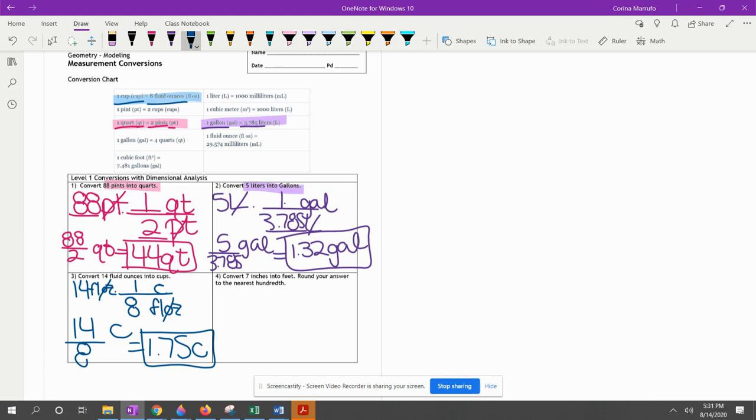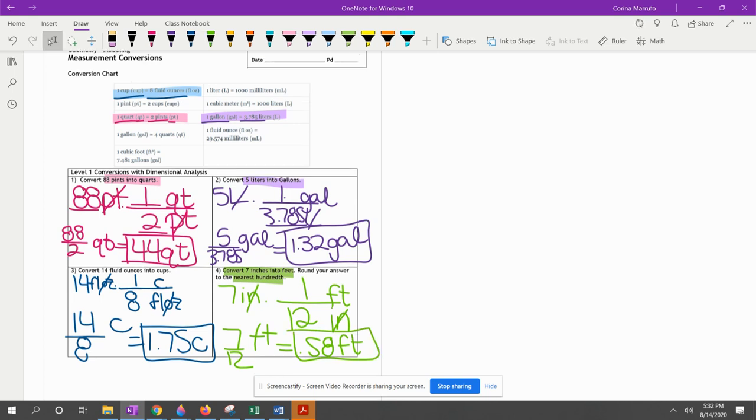It is not in our formula chart, but we should know that there are 12 inches in a foot. In this one, it does give us what to round to. It says round to the nearest hundredth. So we're going to go ahead and set up 7 inches. We are converting into feet, so we want to cancel out the inches, and we know 12 inches is equal to 1 foot. So we do 7 times 1 is 7. The inches cancel each other out, so it's 7 feet divided by 12. So we go ahead and do 7 divided by 12 and round to the nearest hundredth, and that gives us 0.58 feet.